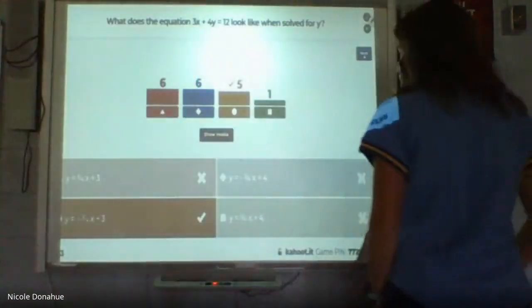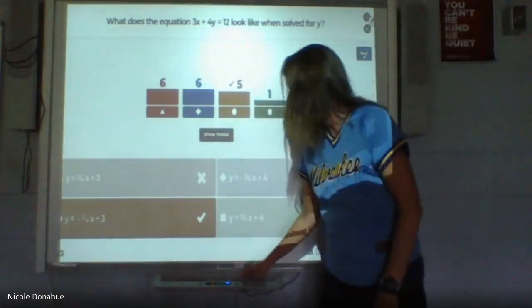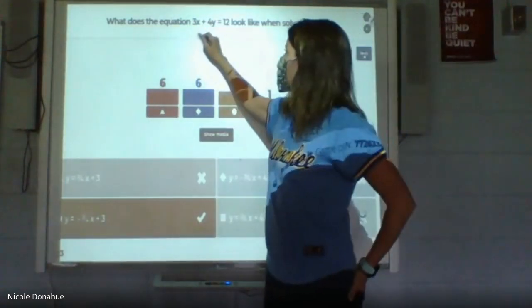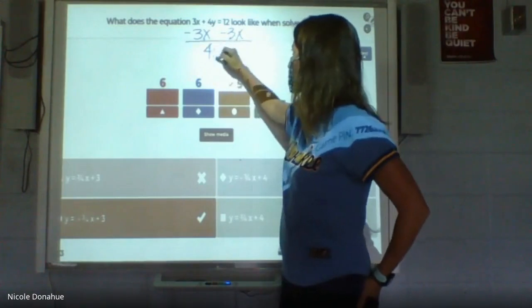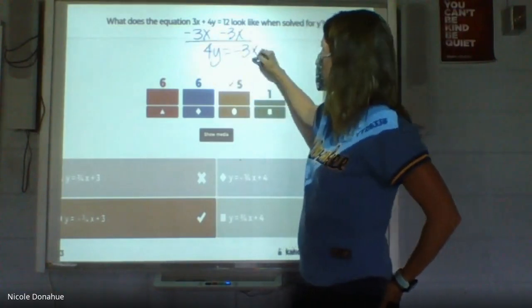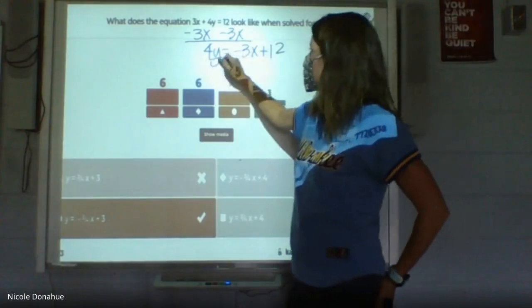All right, so guys, on this one, let's talk about it. You have to move the 3x over, so I get 4y equals negative 3x plus 12, divide by 4.